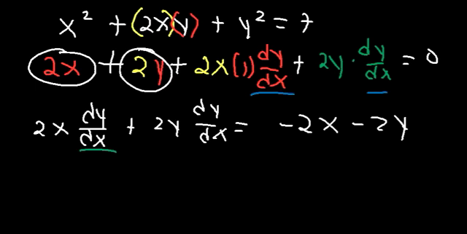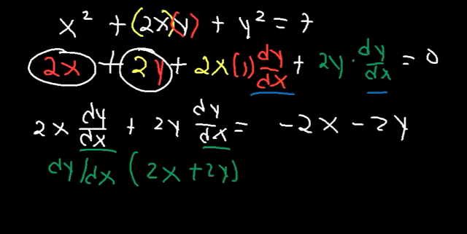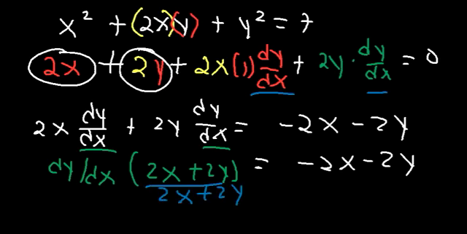So next, let's factor out dy/dx. So we're left with 2x plus 2y is equal to negative 2x minus 2y. Our last step, divide both sides by 2x plus 2y. So now we get the answer. But we could simplify it.